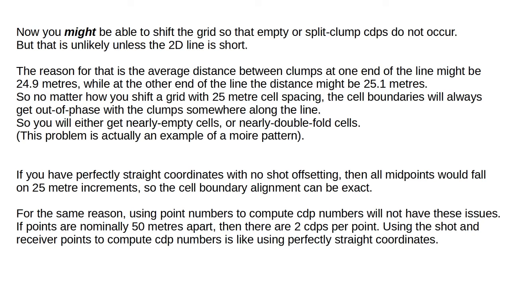You might be able to shift the grid so that these problems do not occur, but the longer your 2D line, the less likely you will succeed. The problem comes down to the fact that in one part of your line, the clumps may be separated by slightly less than the cell width, and in another part of your line, the clumps may be separated by slightly more than the cell width. So you get either a nearly empty cell or a nearly double fold cell, no matter how you shift.